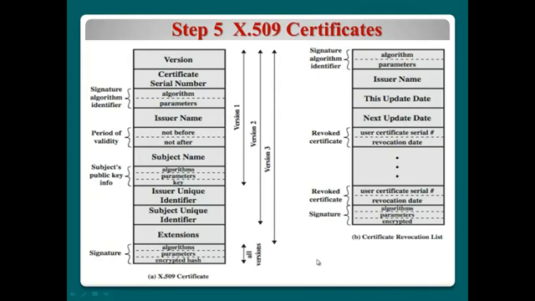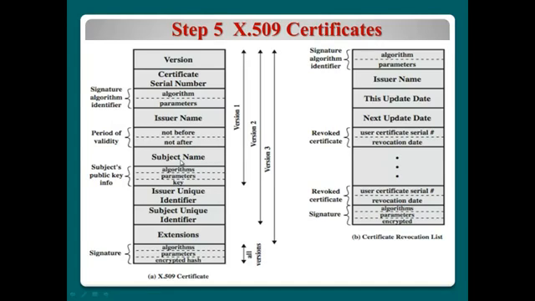And even if there are several digital certificate formats, normally we use this one, the X.509 certificate. The X.509 certificate has this kind of format. First, the certificate serial number, the algorithm for the signature, the issuer name, and the period of validity. Normally we will use 1 year for the valid period.